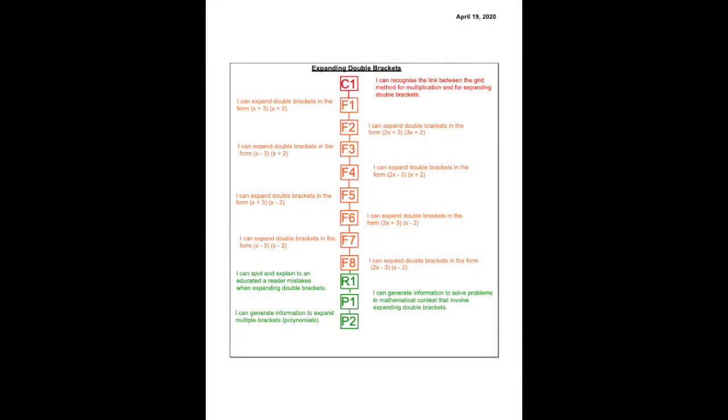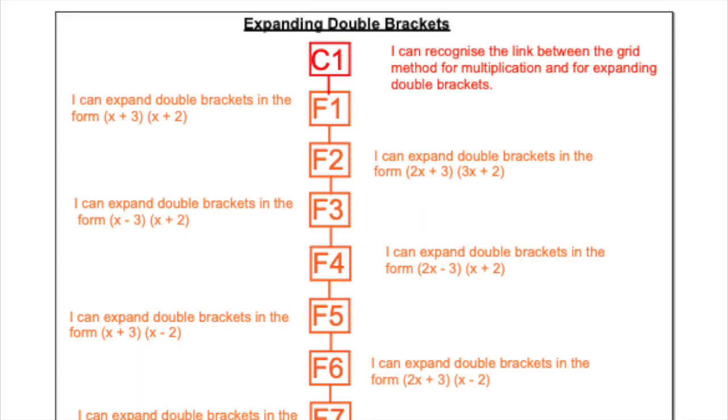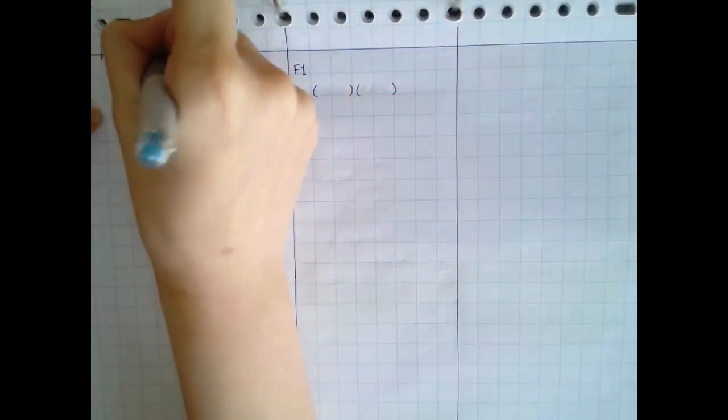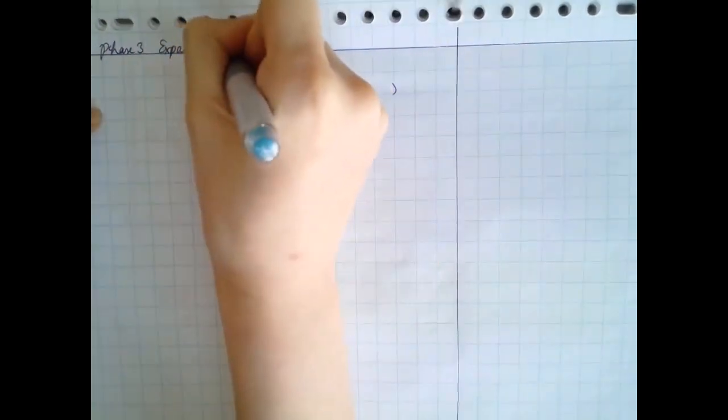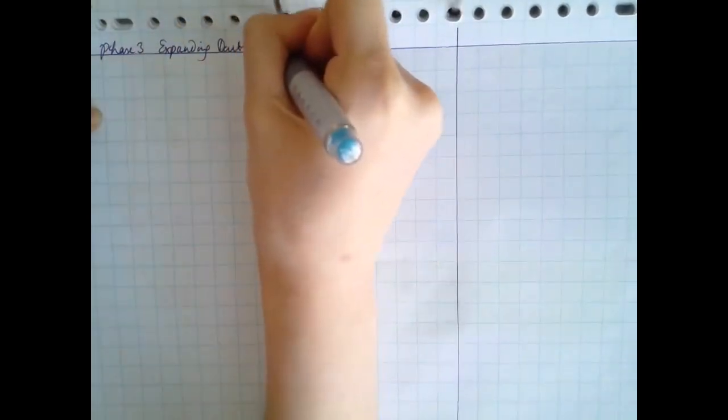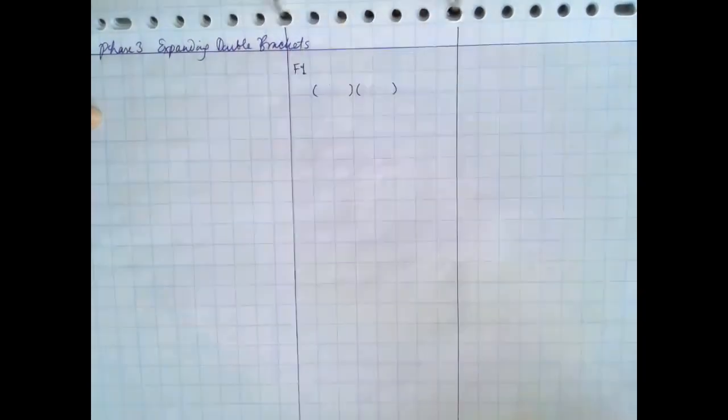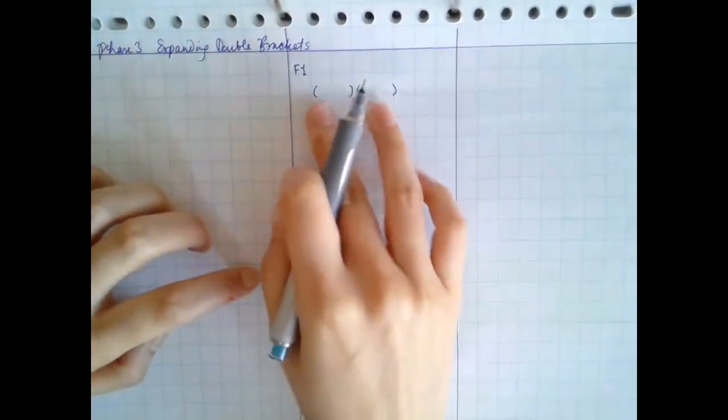In this video, it's the Phase 3 expanding double brackets unit. We're going to look at C1 and F1. Expanding double brackets. That's two sets of brackets right next to each other. So for example, an F1 question would look like this.